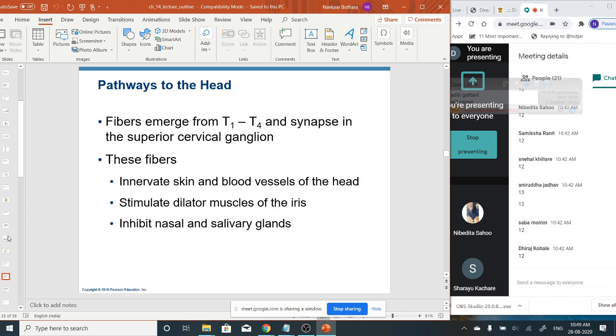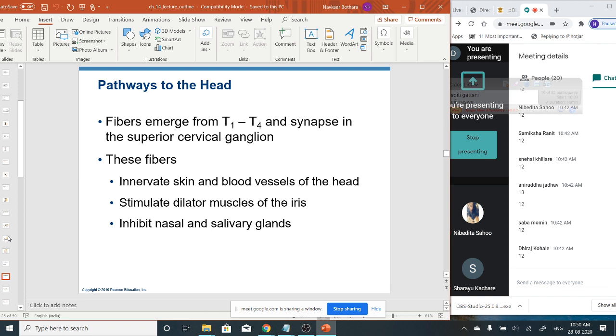There are pathways towards the head. Pathways that emerge from T1 to T4 synapse in the superior cervical ganglia. They innervate skin and blood vessels of the head, they stimulate the radial muscles of the iris, and they inhibit nasal and salivary glands. So once you understand that this pathway causes inhibition of nasal glands and salivary glands.